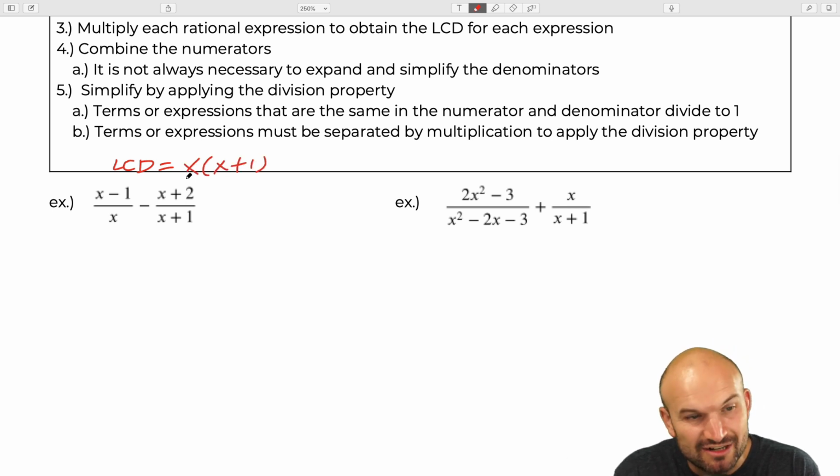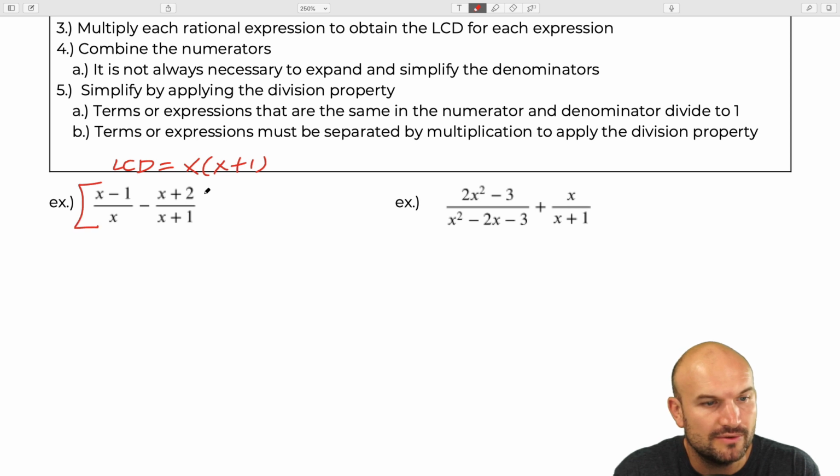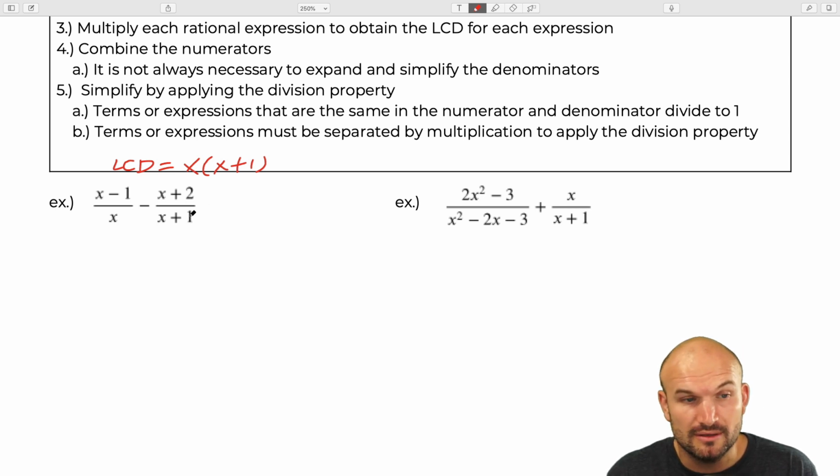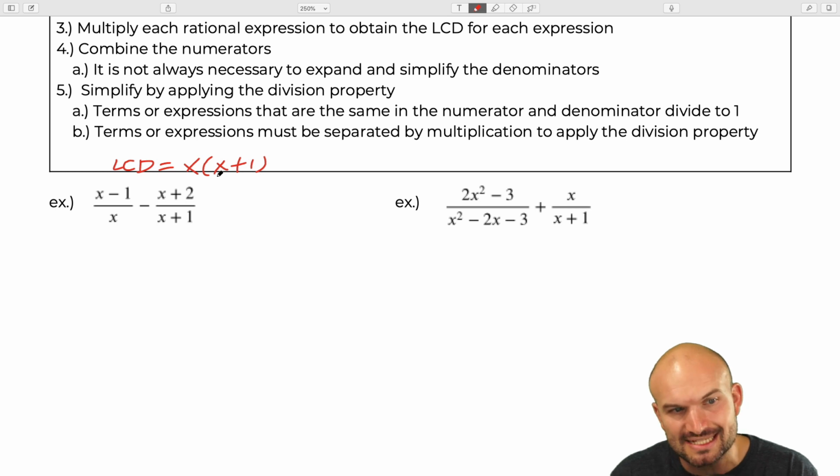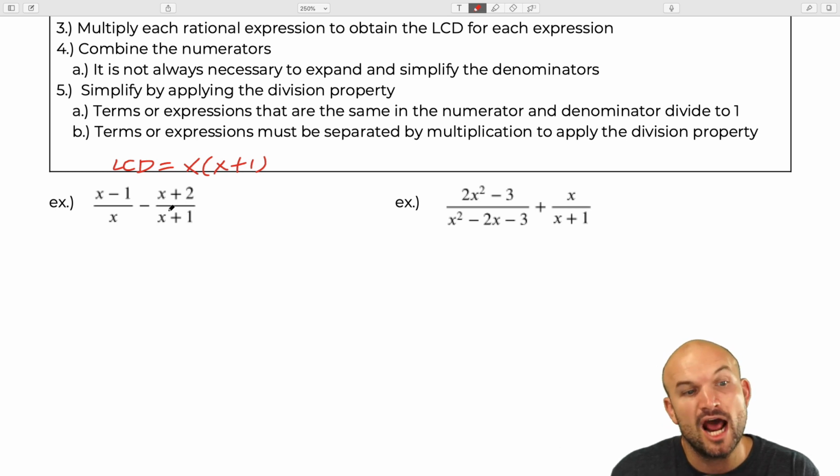Now there's nothing really I can factor out here, so all you're simply going to do is multiply. You're going to multiply each expression by whatever factor you need to obtain the x times x plus 1. So on this right-hand side, I already have x plus 1. So if I need to get x times x plus 1, I'm going to multiply by an x.